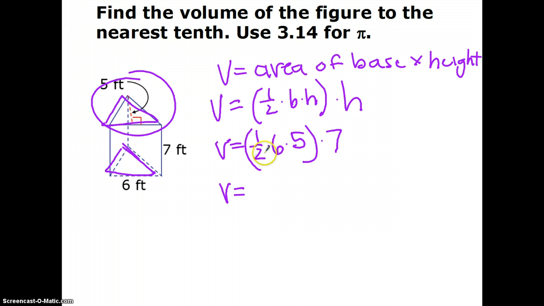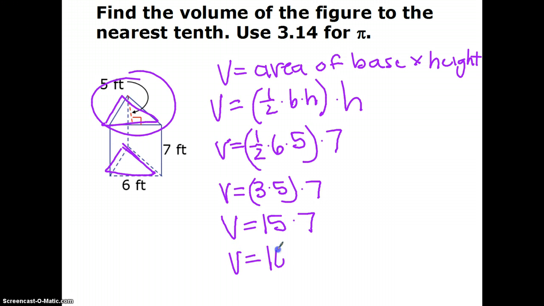So my volume is 1/2 of 6 is 3 times 5, all times 7. Volume is 15 times 7, which is 105. So my volume equals 105 feet cubed. Remember that volume is cubed and area is squared.